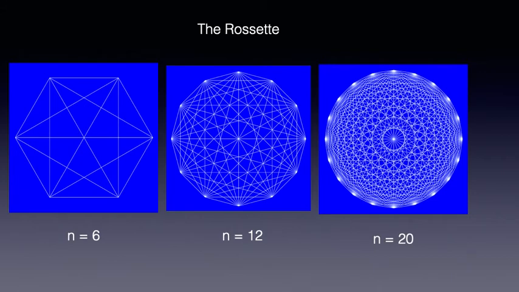The rosette is the simplest algorithm in the application. The function is passed an integer. It cycles through 6, 12, and 20. Let's focus on 6.